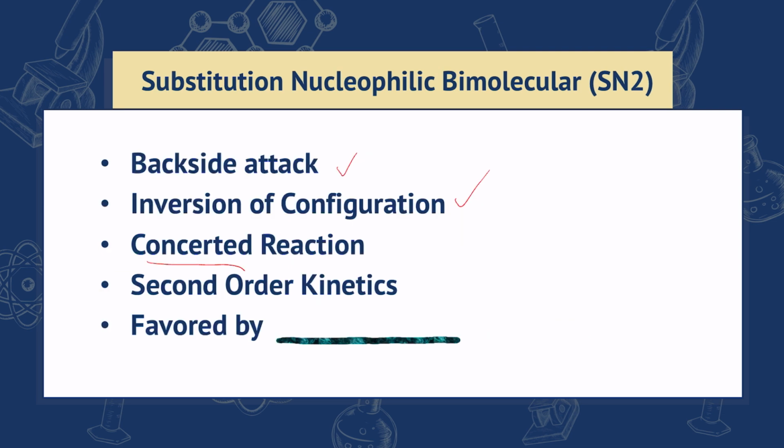Lastly, this is very important, the SN2 reaction is favored by primary alkyl halides. So why is this the case? Well, let's say we have this tertiary alkyl halide and a primary alkyl halide.